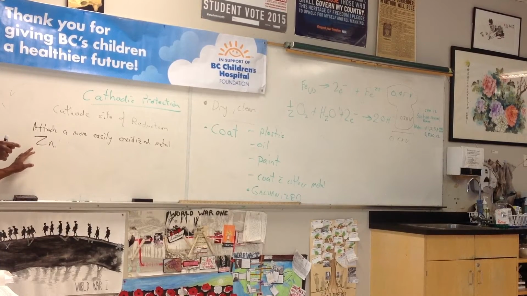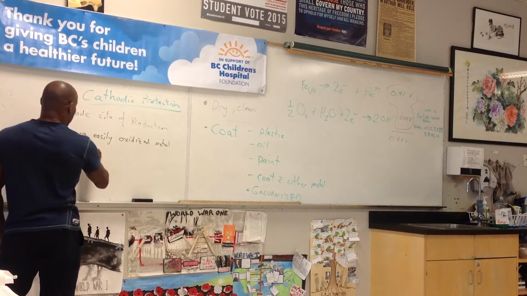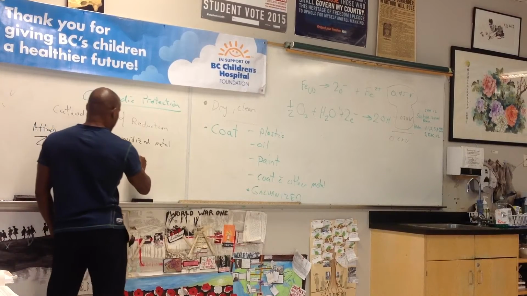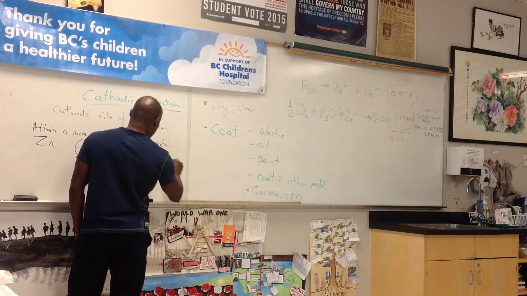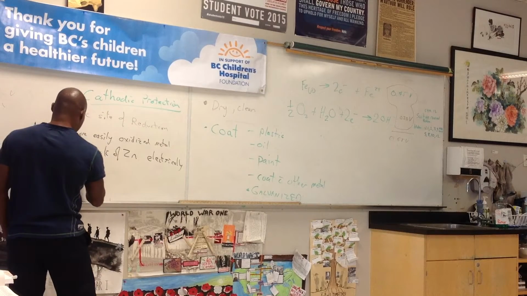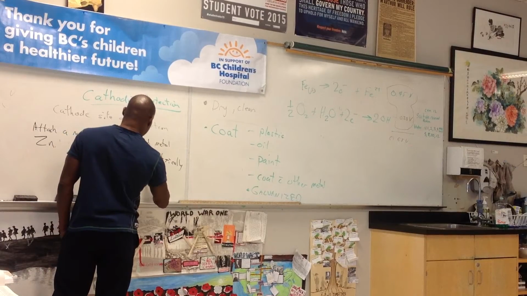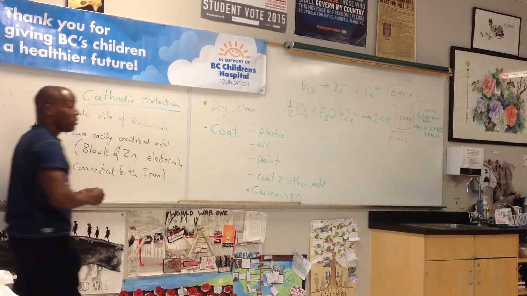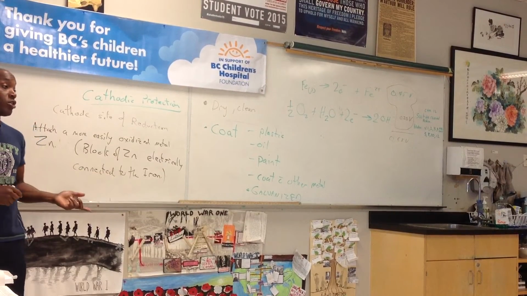It's easier to oxidize than iron, but not so easy that it disappears right away, giving its electrons to just anybody. It will donate its electrons. So you attach a more easily oxidizing metal, for example, zinc, and the block of zinc simply must be electrically connected to the iron. So if it's an iron ship hull, for example, it doesn't matter where you put the block of zinc, as long as there's an electrical connection through to the iron.